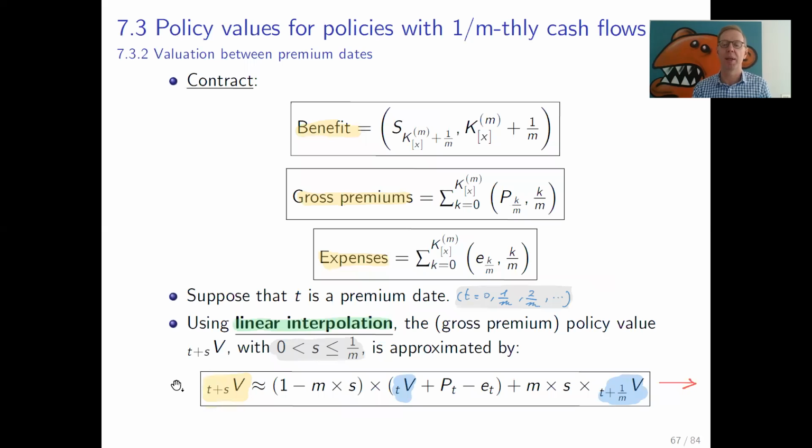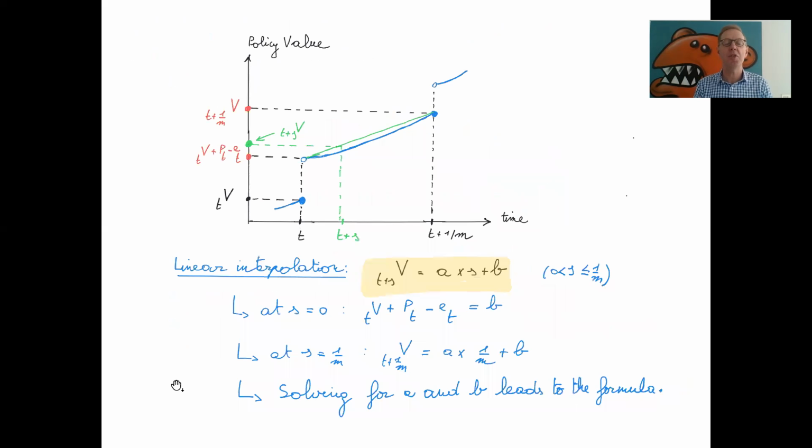It's important to notice this formula, because a mistake that could be made is that we linearly interpolate between this point and this point. That's not correct. We have to take into account that there is a jump at time t, so we have to linearly interpolate between this point, the policy value at time t plus, and this point.